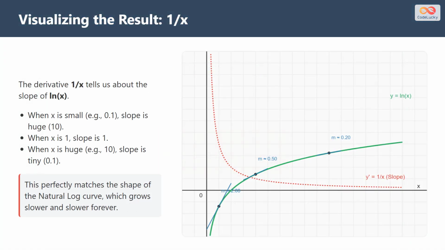Let's verify this visually. The formula 1 over x tells us the slope. When x is small, like 0.5, the slope is 2, which is steep. As x gets larger, the slope becomes a tiny fraction, which matches the flattening shape of the logarithm graph. I hope this helps you understand where this formula comes from.